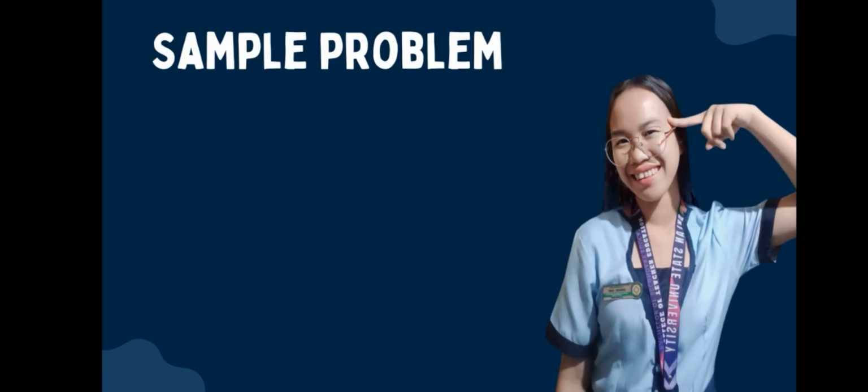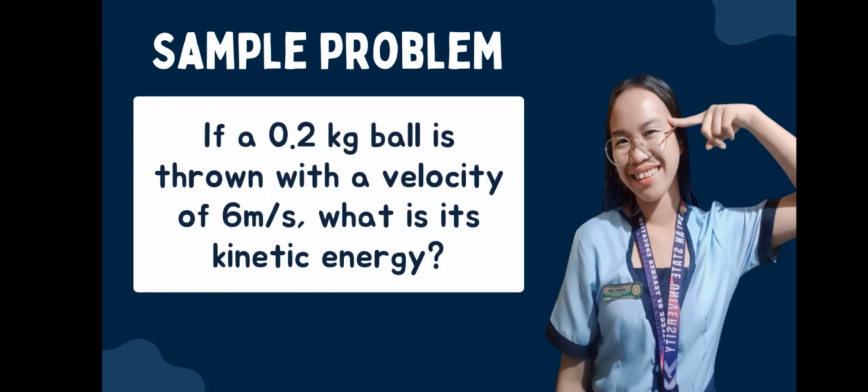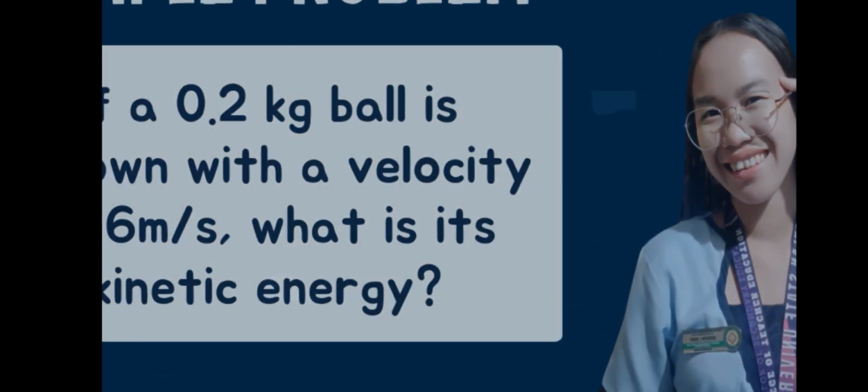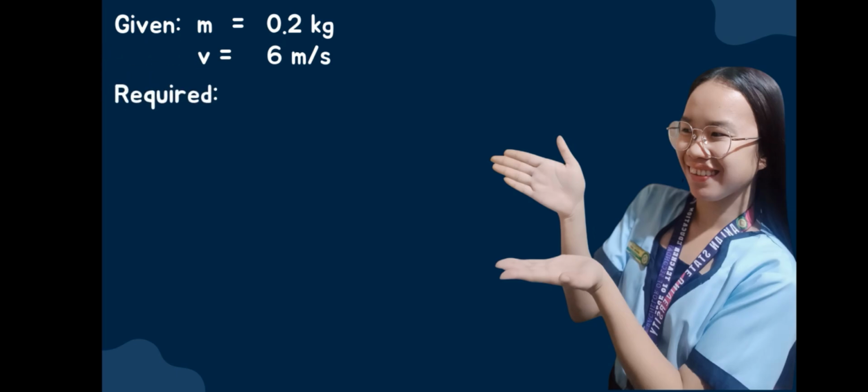With that, let's have a sample problem. Let's try to solve it. If a 0.2 kilogram ball is thrown with a velocity of 6 meters per second, what is its kinetic energy? First, let's identify what the given values are. We have the mass, which is 0.2 kilograms, and the velocity, which is 6 meters per second. Second, what is required in our problem? We have to find the kinetic energy.